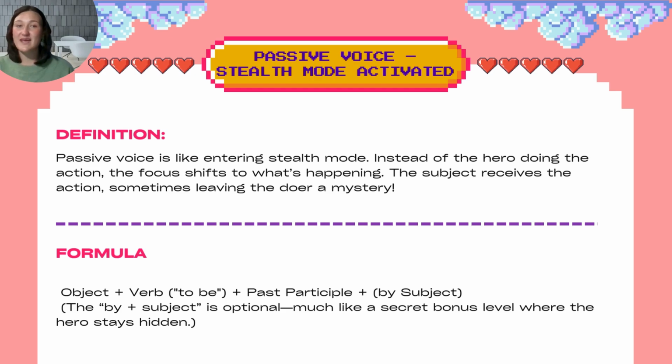The formula is object plus a to be verb plus a past participle followed by subject. Sometimes, though, this means that the action is happening to something rather than being done by something. The example I am giving to you is Mario collected the coins. If we turn that into passive voice, it will be the coins were collected by Mario. The focus doesn't lie on Mario, but rather on the coins that are being collected.